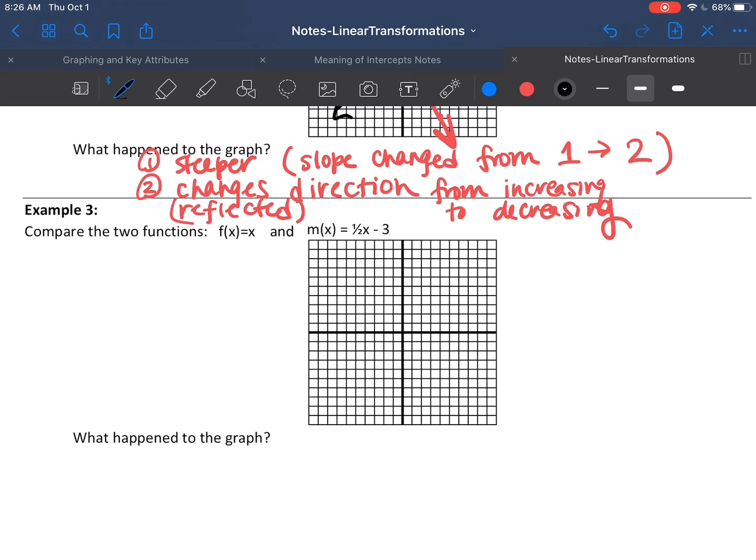All right, example 3, last example we're going to do for homework. Once again, we are starting with the parent function. Slope is 1, y-intercept is 0.